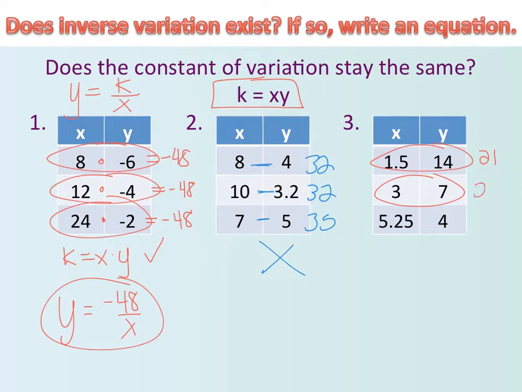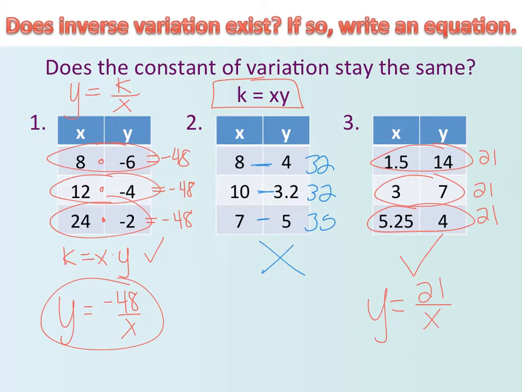3 times 7 is going to give us 21, and then 5.25 times 4 is 21. So because all of the products here, or x times y, are all the same value, then yes, k is constant, and we're going to write our equation as y equals 21 over x.